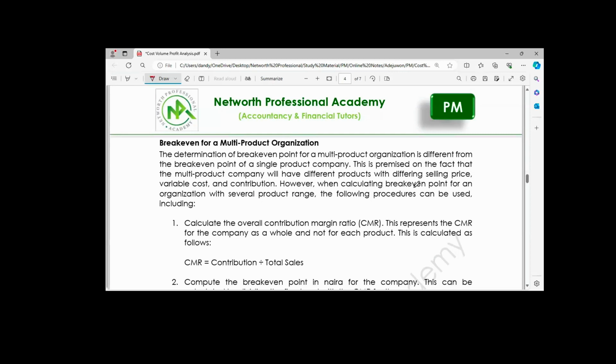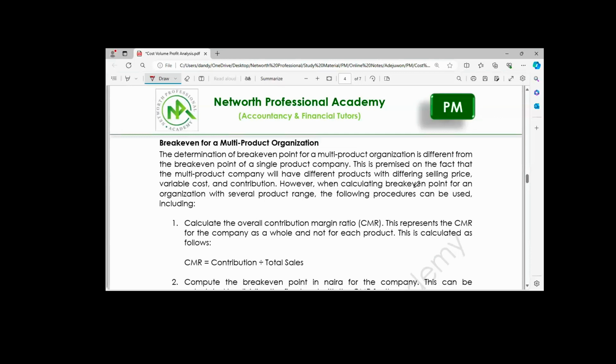To get your overall contribution margin ratio, you are going to divide the overall contribution margin of the company by the total sales of the company, which is not related to any of the products. So you keep it on one side. So that is the first step. I repeat, when you want to calculate break-even points for a multi-product organization, the first step you need to do is to determine the overall contribution margin ratio. So your overall contribution margin ratio represents the total contribution for the organization divided by the total sales. All right, so you keep that on one side, then move to step 2.